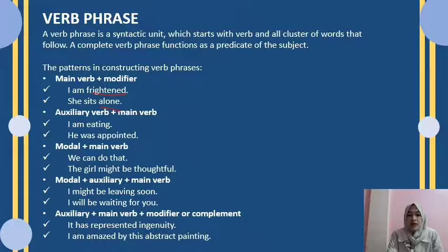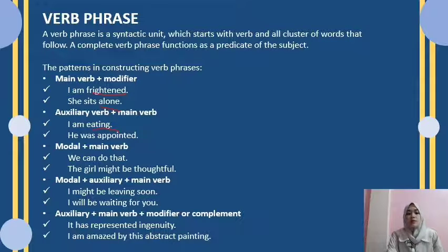Another pattern is auxiliary verb plus main verb. I am eating: am is the auxiliary verb and the main verb here is eating. Another is, he was appointed. Was is the auxiliary verb and appointed is the main verb. Another pattern is modal plus main verb. We can do that. Can is the modal plus the main verb do. Another, the girl might be thoughtful. The modal is might and the main verb is be.